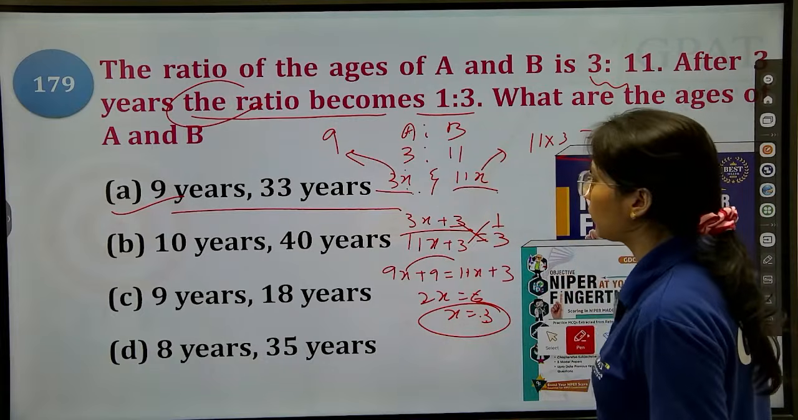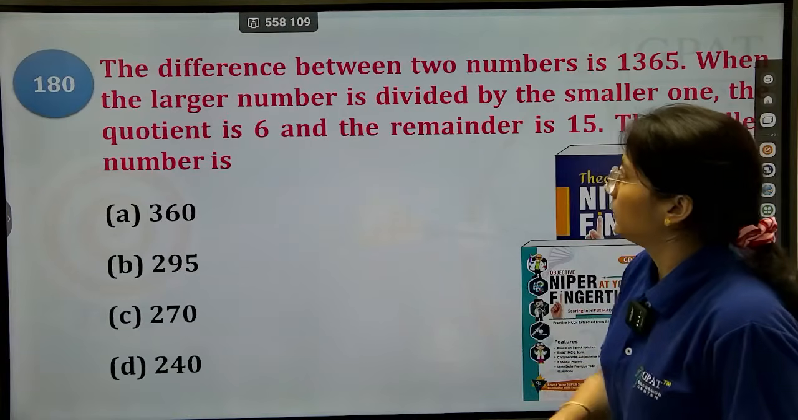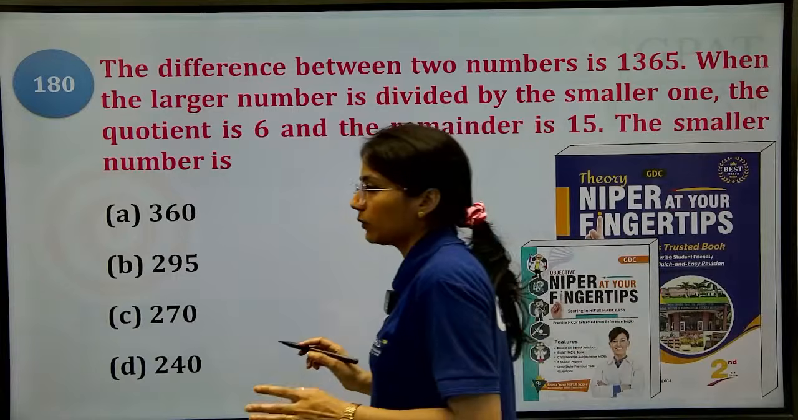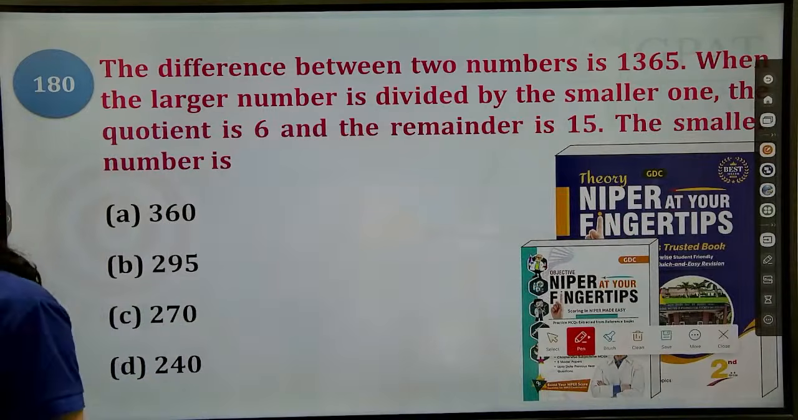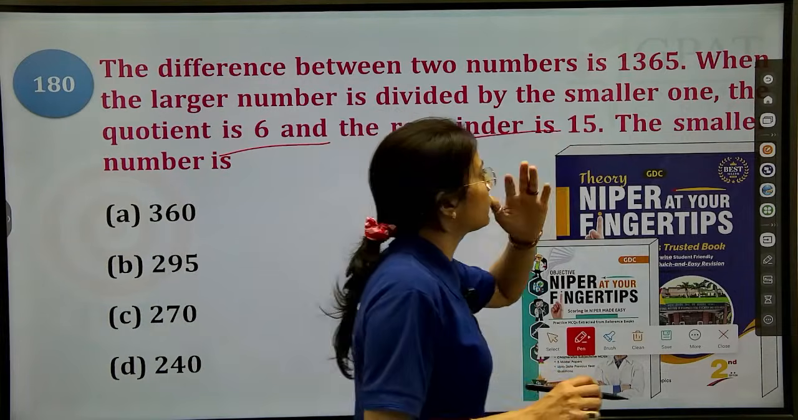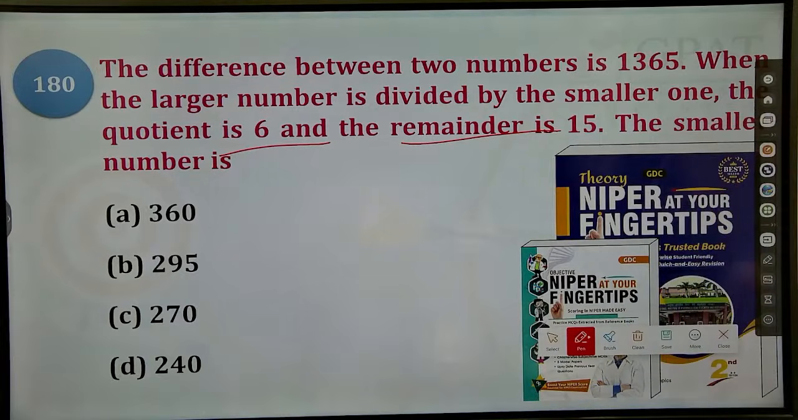Now move to the next question. The difference between two numbers is given, that is 1365. When the larger number is divided by the smaller number, the quotient is 6 and the remainder is 15. We have to find the smaller number. What is the smaller number?